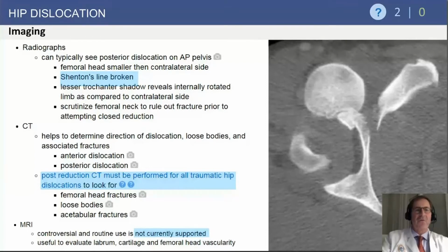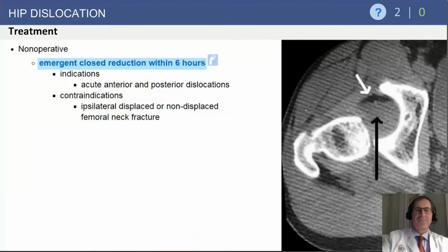Because they can occur in association with an impaction injury, it may be difficult to relocate these. The initial treatment for these is emergent closed reduction, and time spans that exceed beyond 6 hours have been associated with a higher risk of avascular necrosis with this injury pattern.